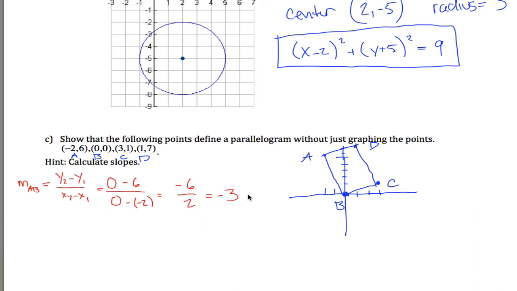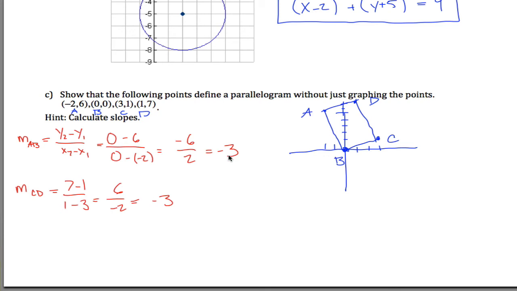That by itself doesn't really tell me anything. It tells me the slope is -3. But I can then compare that with the slope of this line, CD. I'm hoping this will be -3 also, and then I'll have one set of parallel sides. Well, let's see. y2 minus y1 over x2 minus x1, I get 6 over -2. Sure enough, I get -3 again. Got parallel sides. I'm halfway to saying that I have a parallelogram.